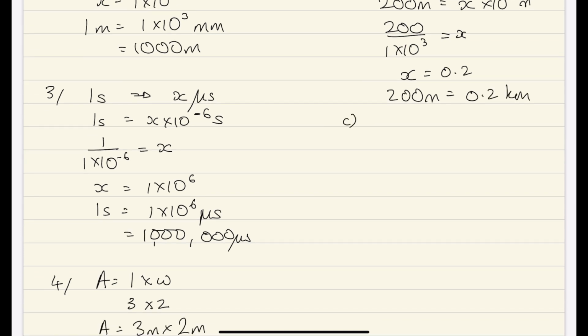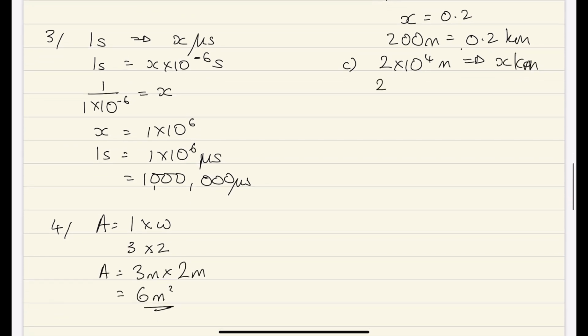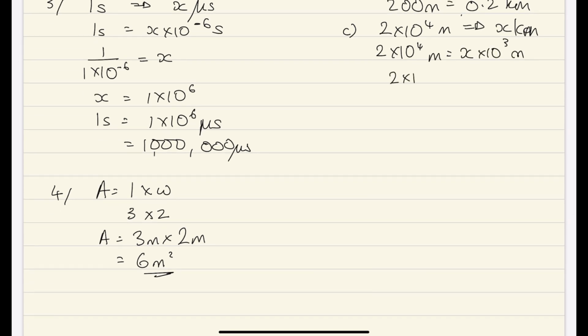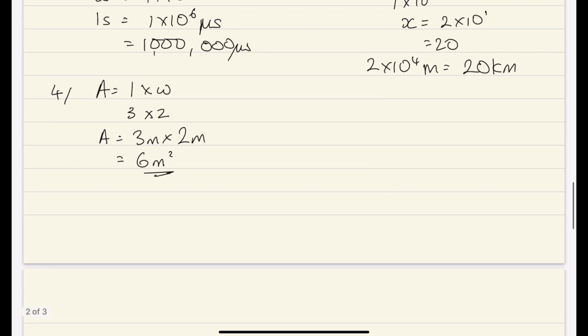Part C is 2 times 10 to the power of 4 meters. Again, I want this as kilometers. So 2 times 10 to the power of 4, x times 10 to the power of 3 meters. 2 times 10 to the power of 4 over 1 times 10 to the power of 3 is x. So x becomes 2 times 10 to the power of 1, which is 20. So 2 times 10 to the power of 4 meters is the same as 20 kilometers.